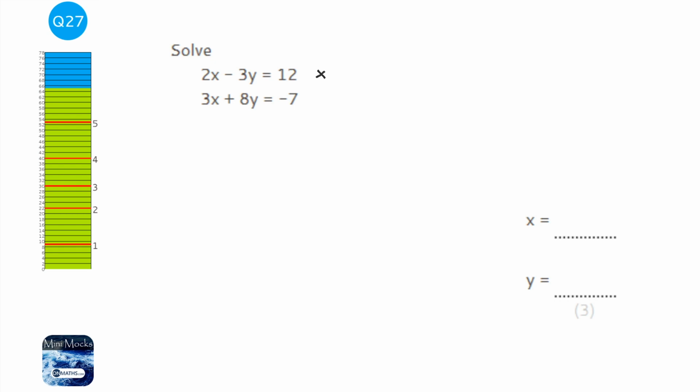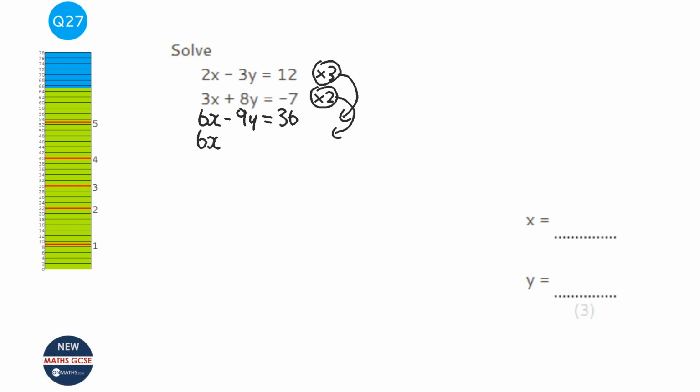So if I times the top by 3 and times everything at the bottom by 2, then it will get the x's the same. So I'm going to times the top by 3 first, so we get 6x minus 9y equals 36. I'm going to times the bottom one by 2, so we get this 6x, so we have these the same, plus 16y equals minus 14. And be careful to times everything in the equation by 2 and everything in the equation by 3.